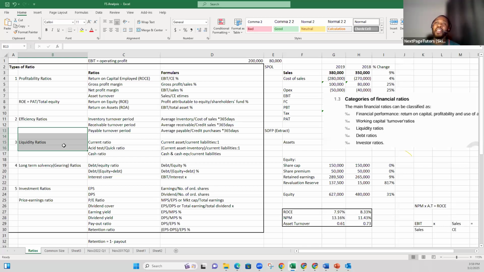Fantastic. How are you able to meet your short-term obligation? Are you liquid? Are you able to meet your short-term obligation?